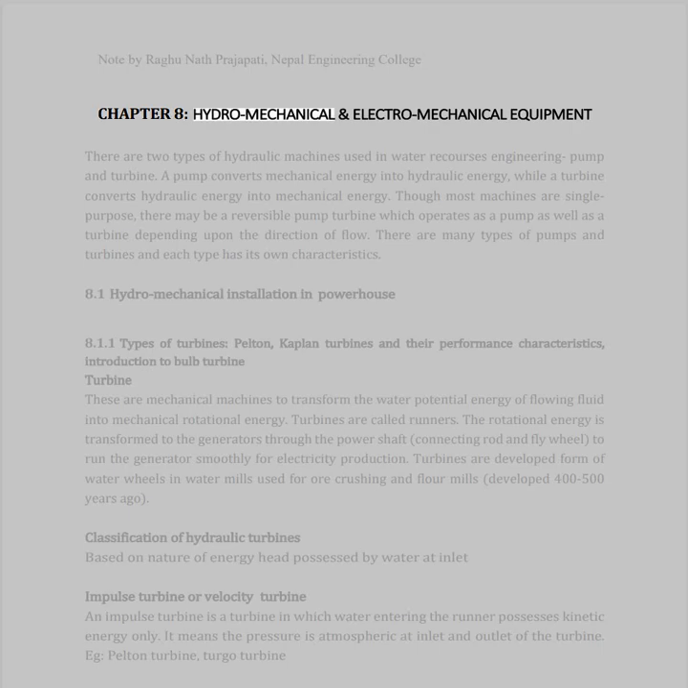Chapter 8: Hydromechanical and Electromechanical Equipment. There are two types of hydraulic machines used in water resources engineering: pump and turbine. A pump converts mechanical energy into hydraulic energy, while a turbine converts hydraulic energy into mechanical energy.